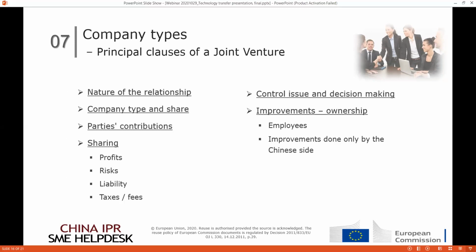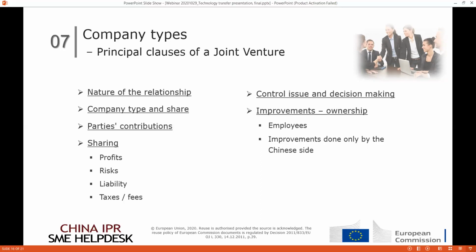You also have a different clause for the parties' contributions. This means to establish what intellectual property rights or which capital is added by each party. This is important from the point of view that the value of the intellectual property right should be fair in comparison with the capital, because sometimes people tend to value more the capital, the money, rather than the technology. But in many cases, the technology is a significant part of the business, not only the actual money contribution.